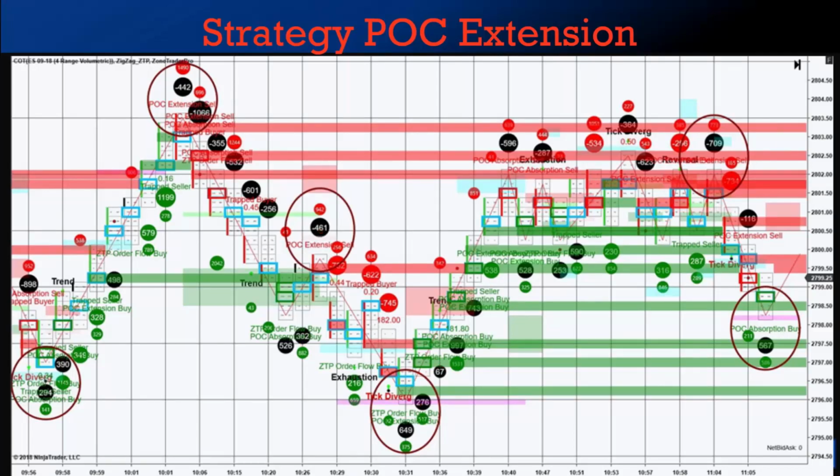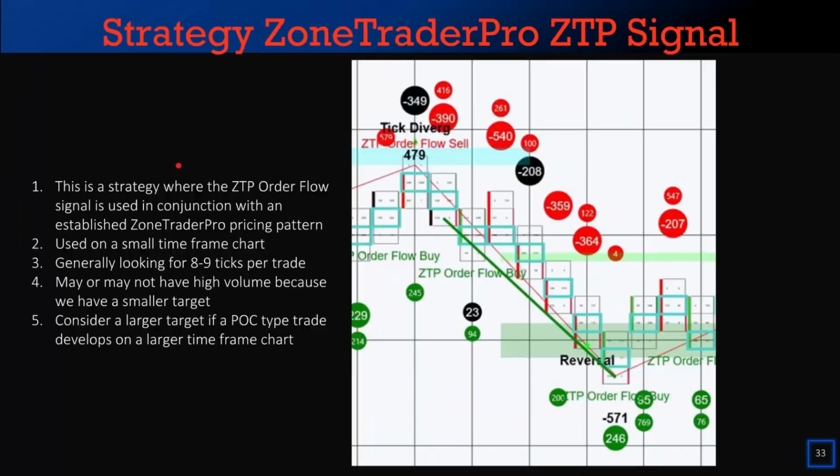One of the last strategies that I personally trade is if I have a signal but a POC doesn't develop on it, I'm going to enter the trade based on this ZTP order flow and basically look to get 2 points out of it. This is used on a smaller time frame and it's used when POCs don't develop. Again, here's another couple examples of that.